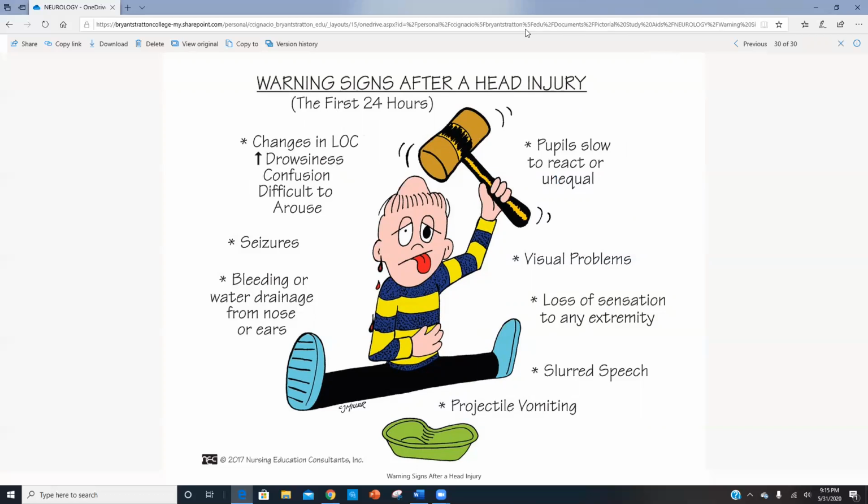easily rousable. This will conclude our discussion of the neurological system. Thank you, and I want to remind you to always think like a nurse.